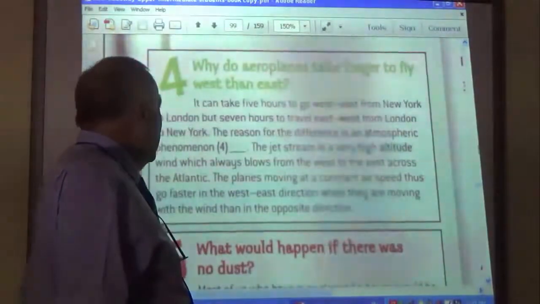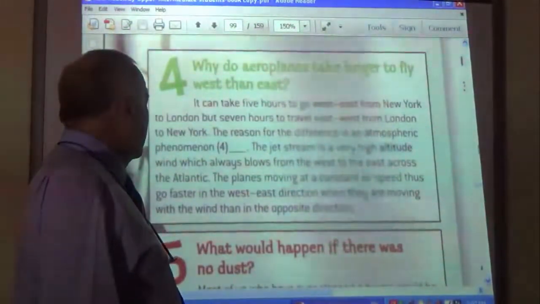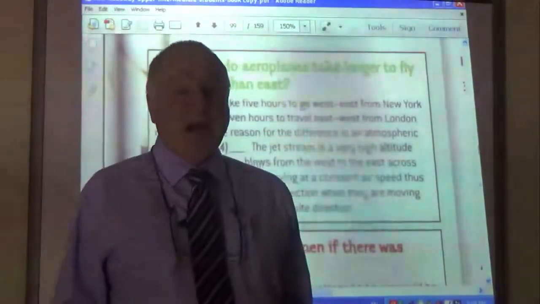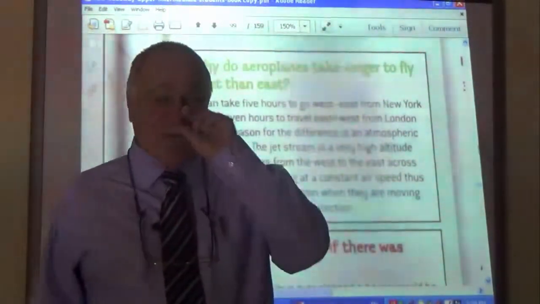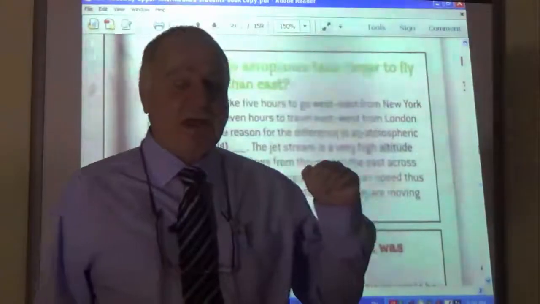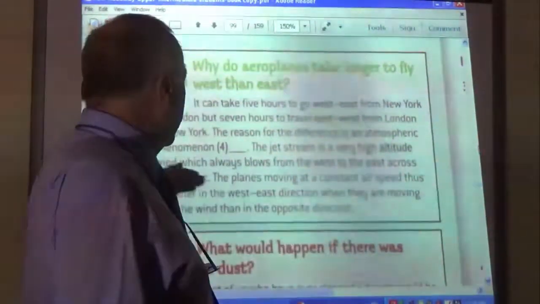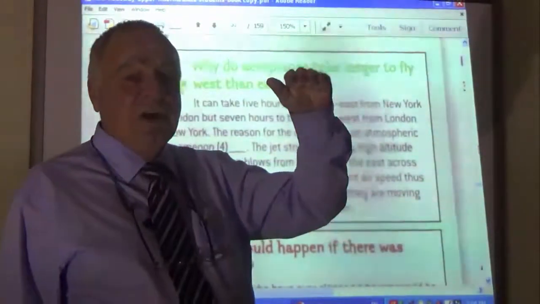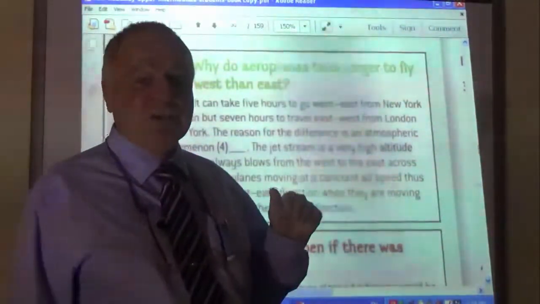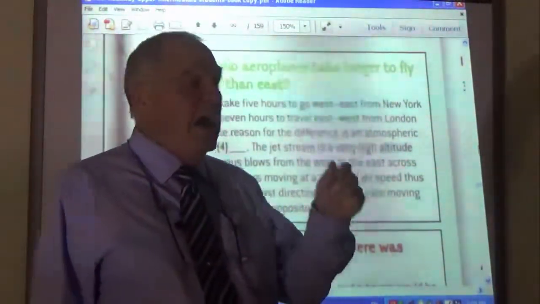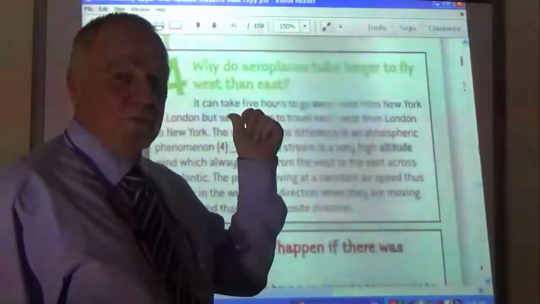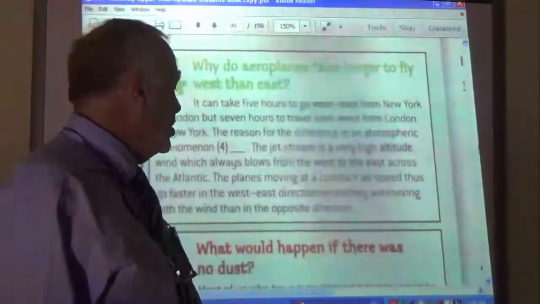So the reason it takes longer to go east-west is because of very high-speed winds high in the atmosphere at the altitude at which aeroplanes fly. So flying in the one direction, they are flying against the wind, which is blowing at several hundred kilometers. It's a very high-speed wind. And when they fly the opposite direction, they are flying with the wind, which gives their speed a boost.